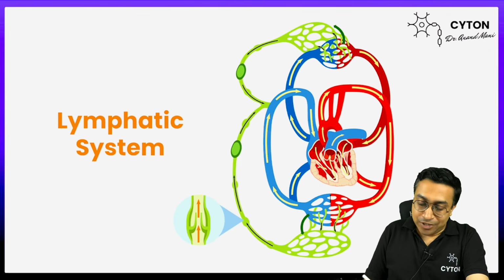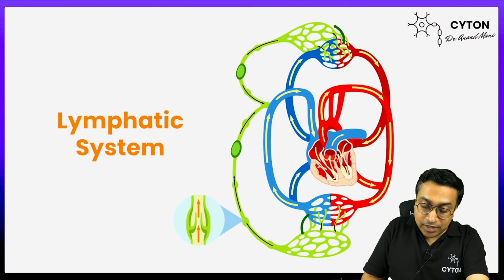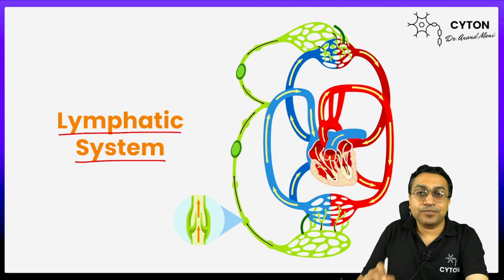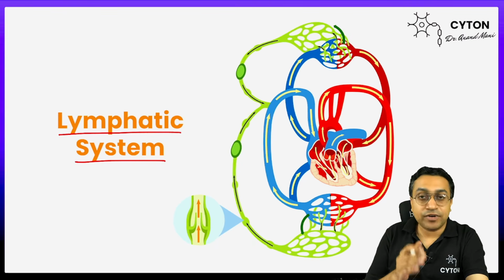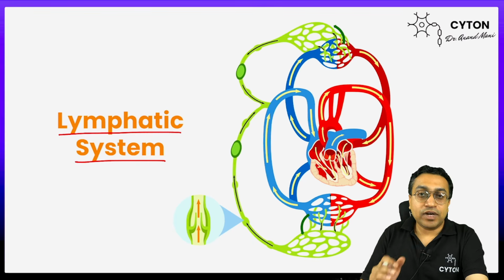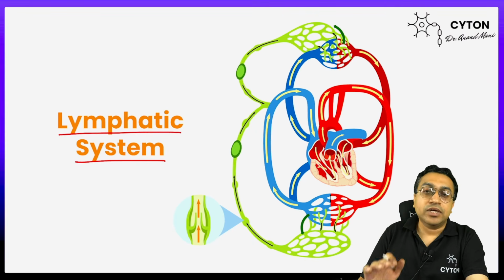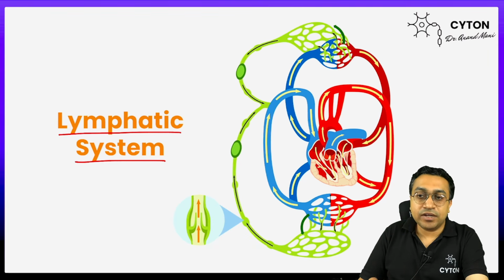Hello everyone. So today we will talk about the lymphatic system. As you know, this system is another accessory system. Like you have the arterial system, venous system, then you have the lymphatic system in the body. So we will understand this system in quite detail, and this is very important. Clinically also there are many entities which are linked to this.